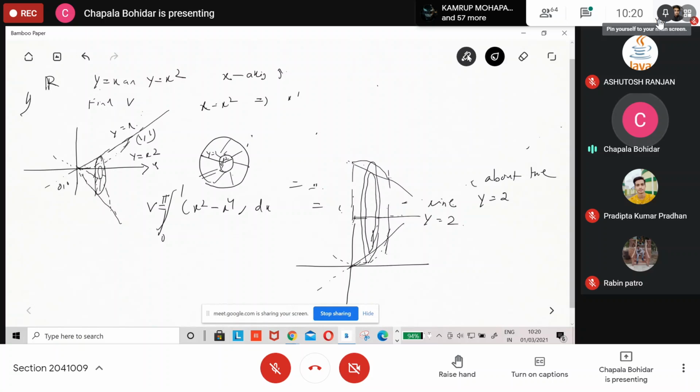The axis is y equals 2. To find the outer radius and the inner radius: this curve is y equals x squared and this one is y equals x. The outer radius is this minus this, that is 2 minus x squared. The inner radius is 2 minus x.